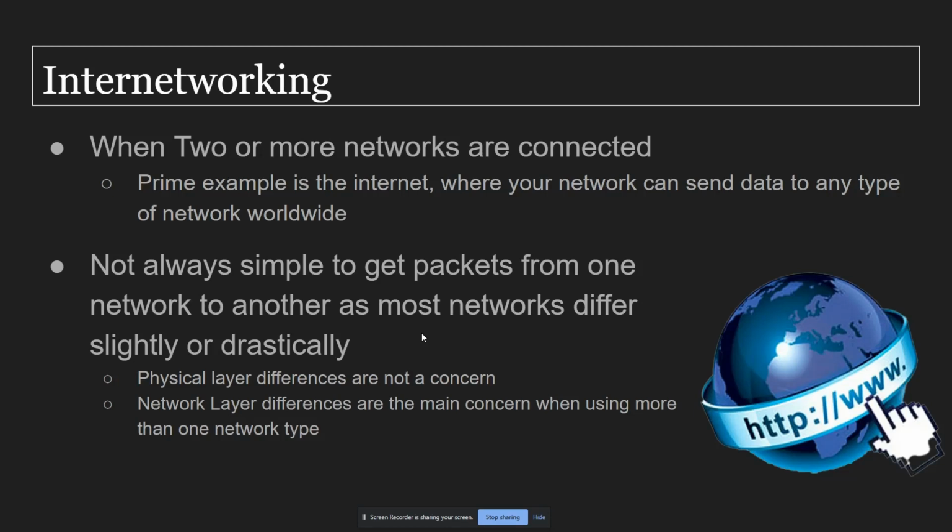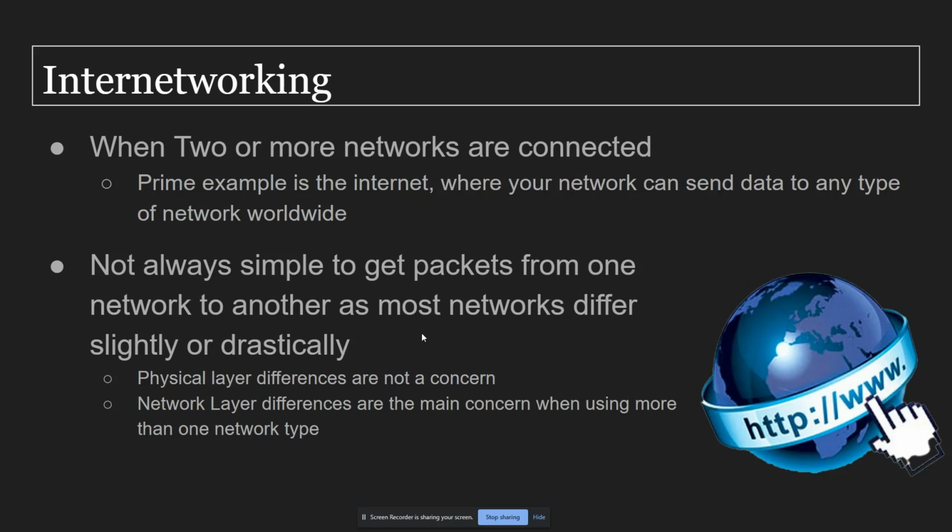Those are two different types of differentiated services, while there are many other classification systems when it comes to differentiated services. Next, I'm going to be talking about internetworking. Internetworking is when two or more networks are connected. A prime example of internetworking is the internet, where your network can send data to any type of network worldwide.